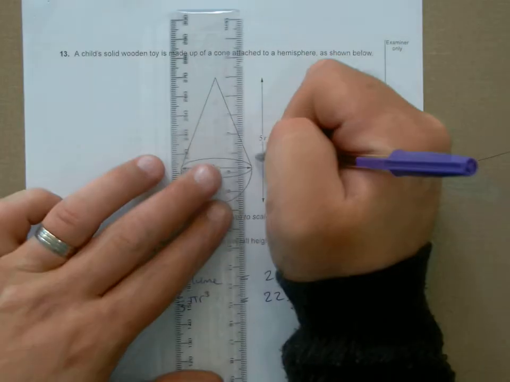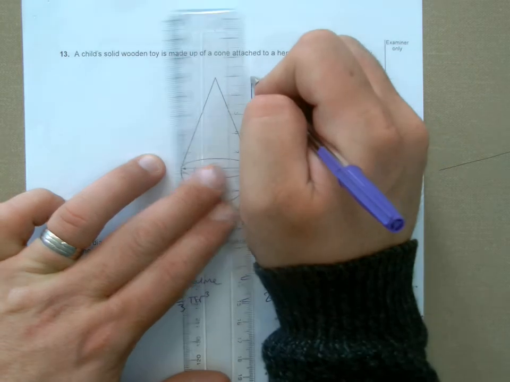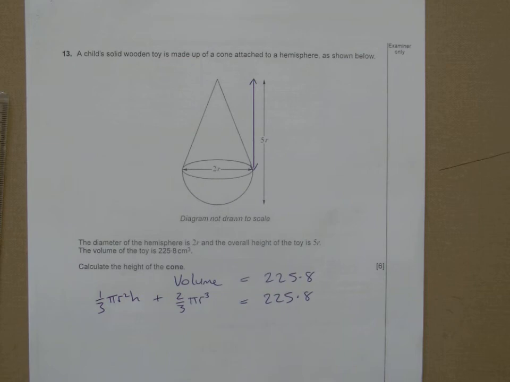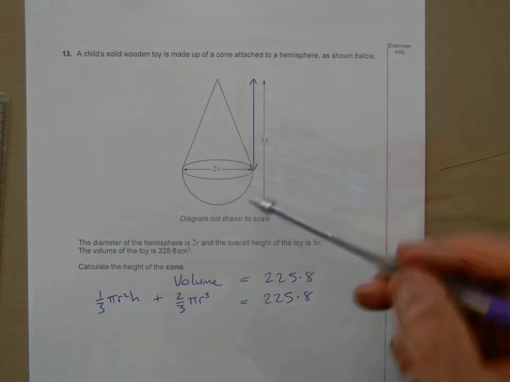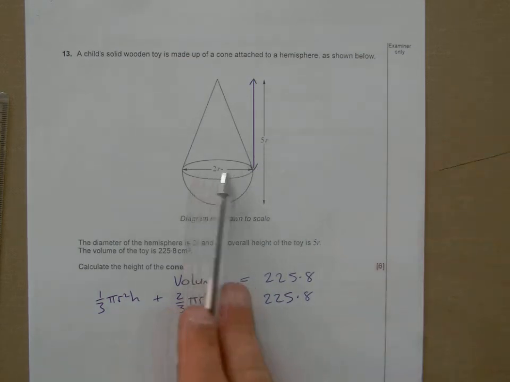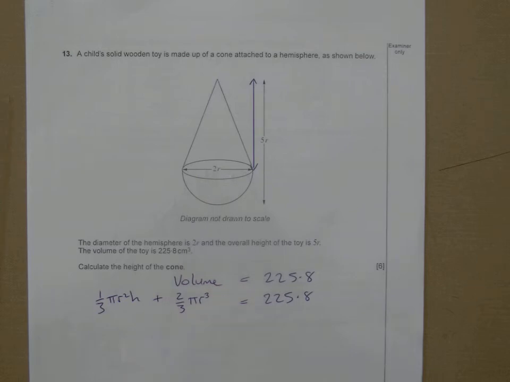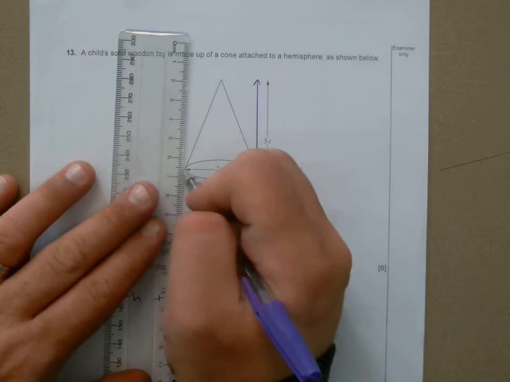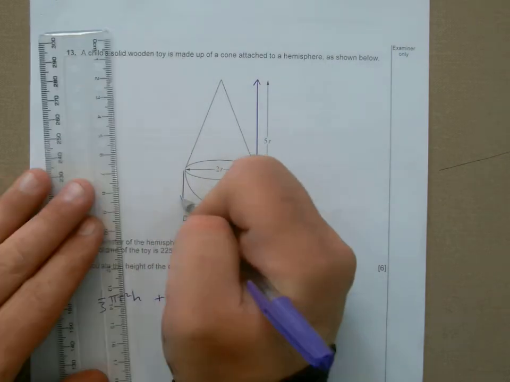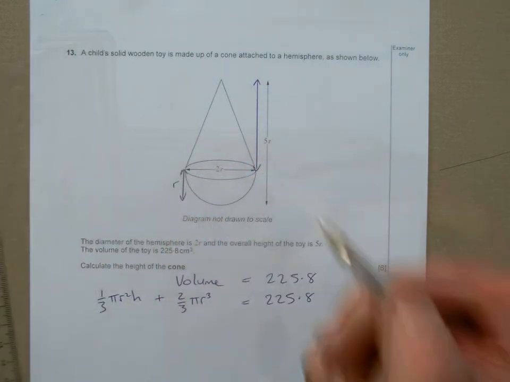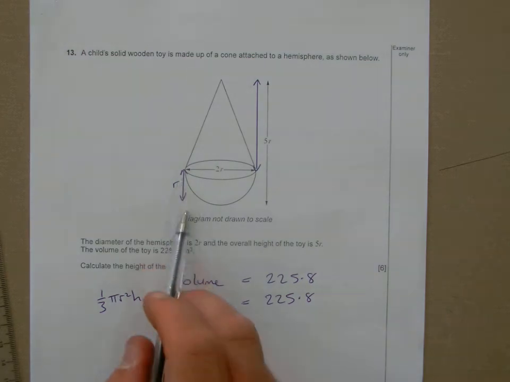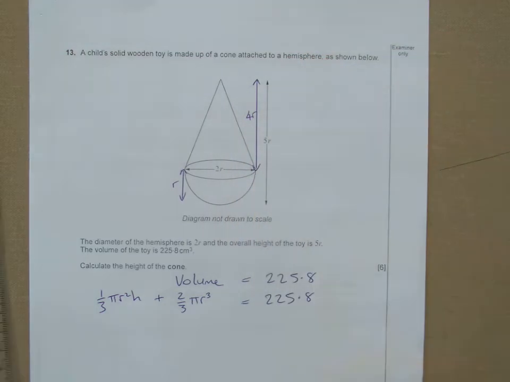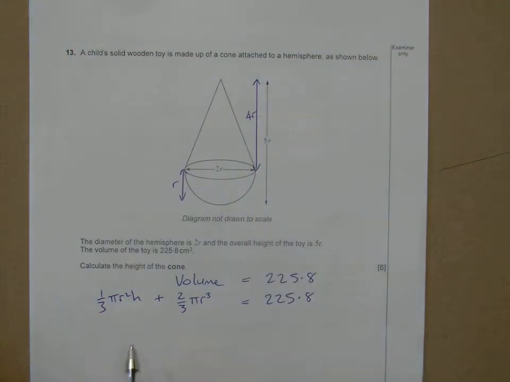I want to add a few things to this diagram. I want to make sure I'm aware of what the height of the cone is. I'm sure you'll be able to work that out, because they give me the diameter of the hemisphere, which means its radius is going to be half of this. Its radius is going to be r, and the radius just sweeps all around the hemisphere. So we're going to have r there, which means I'm going to have 4r as the height of the cone.